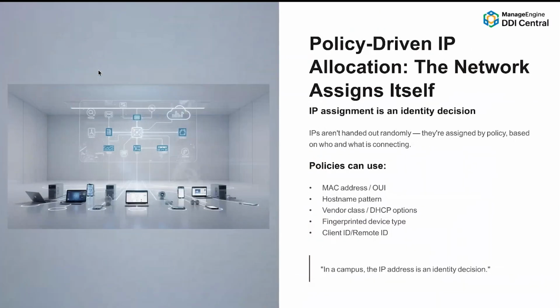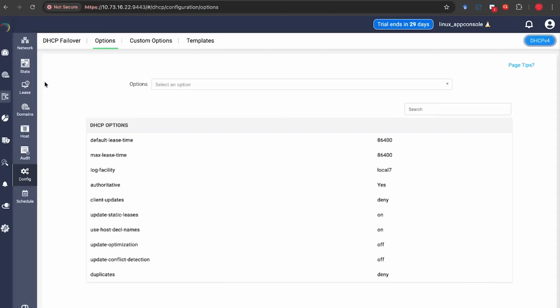So now we talk about the policies that define who should be accommodated where and what configurations they can receive. So for this, we have DHCP fingerprinting policies or DHCP policies. So here the IP assignment is an identity decision, and this is taken charge by the DHCP server. And if it needs a host name along, the DNS server also participates in this operation. So the IPs aren't handed out randomly, they're assigned by policy based on who and what is connecting. So let me show how this is configured inside DDI Central.